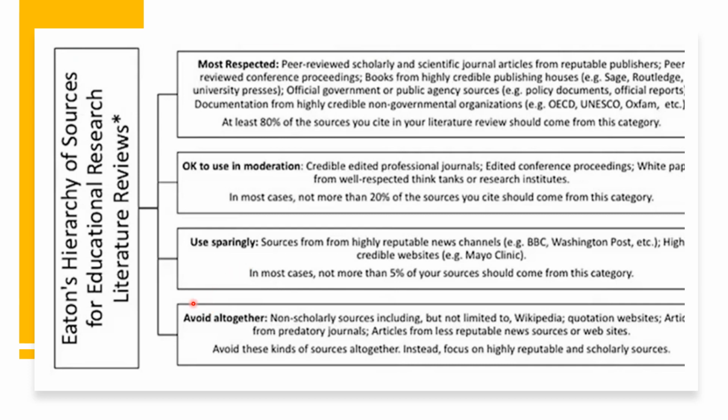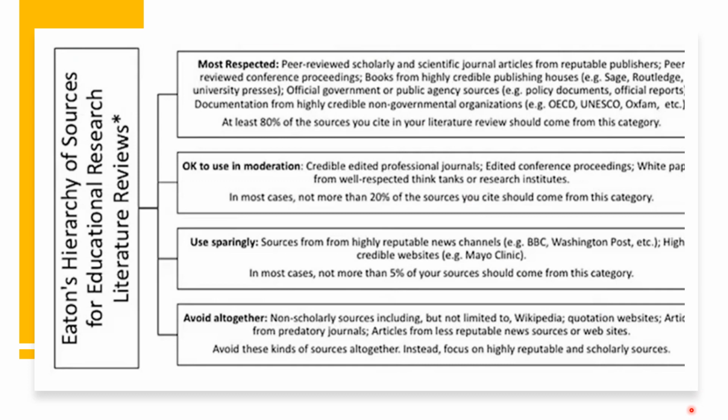And finally, you should avoid using literatures coming from non-scholarly sources, including Wikipedia. You should not use that as your source of literature review because that is not a credible source, because anyone can actually edit that. You should not also use quotation websites, articles from predatory journals, and articles from less reputable news sources or websites. So avoid these sources of literature, but focus on highly reputable scholarly sources.